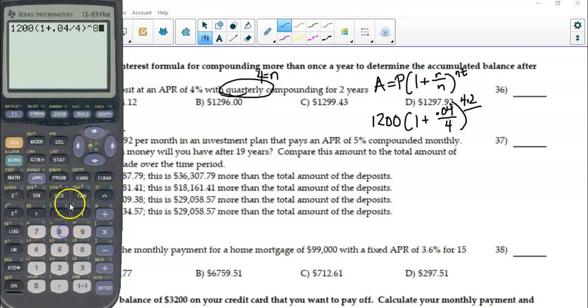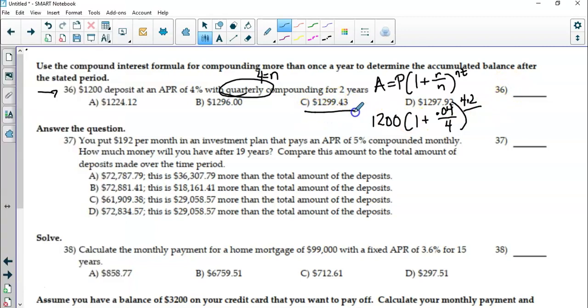If you have a new calculator and you can see what's in your exponent and what's not, then it's not as bad. You could tell if the 2 is in the wrong spot. But if you have an old calculator, you're going to want to find out what this value is first, if it's something you can't do in your head, and then type it in. How much money will I have in 2 years? I'll have $1299.43, so that would be C.